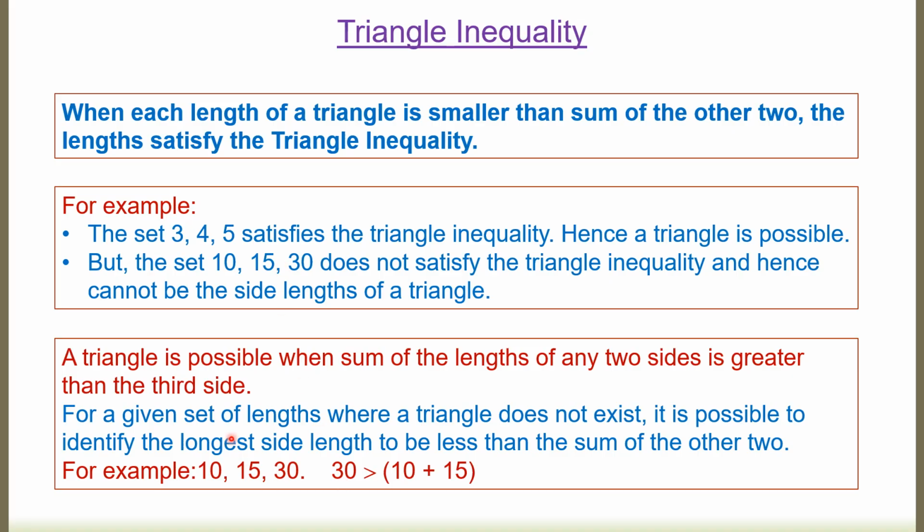Now, for a given set of lengths, you may get a fill in the blanks or an MCQ based on this statement. For a given set of lengths where a triangle does not exist, the longest side length will be not less than the sum of the other two. Here, with the same measurements, 30 is greater than 10 plus 15. 30 is the longest side.